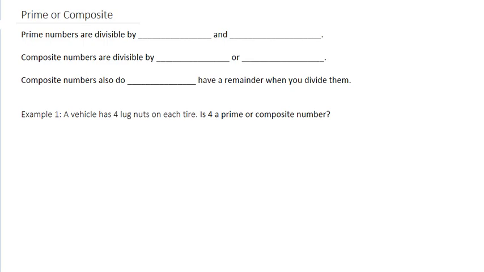Prime or composite? Prime numbers are divisible by 1 and itself. Composite numbers are divisible by other numbers, or factors as we also call them. And composite numbers also do not have a remainder when you divide them.